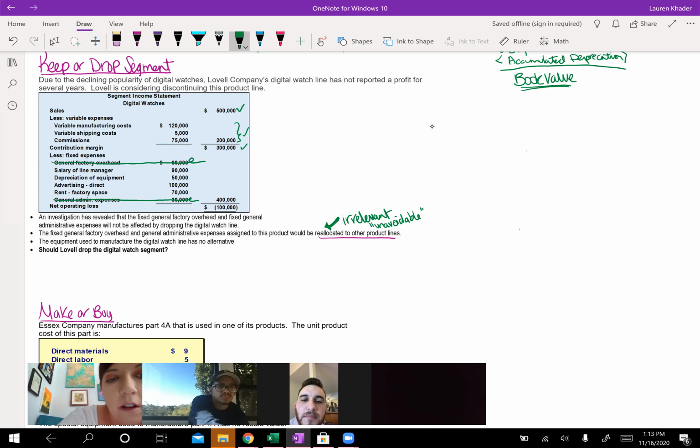The salary of the line manager. So the manager in charge of this digital watch line. If you keep the segment, do you incur this cost? Yes. If you drop it, what happens? No. So is it relevant? Yes. It's absolutely relevant, because under one decision you'll have it and the other decision you won't. Depreciation of equipment, irrelevant, because it's sunk.